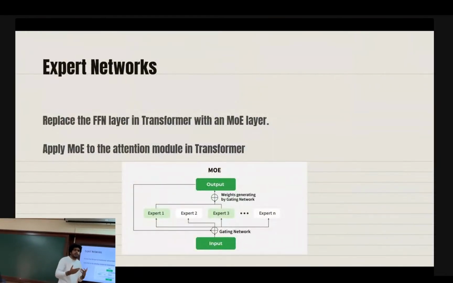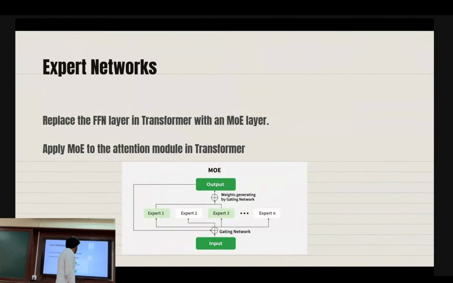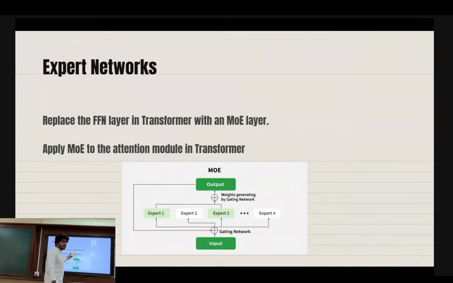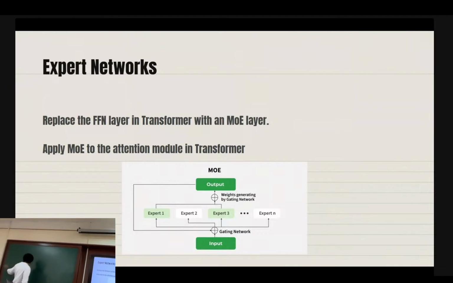Expert level, the second most important part, essentially the heart of it all. There are two ways, two most popular ways that we do it. Well, the first one is replacing an FFN layer with the MoE layer. I will use chalk over to explain this real quick.